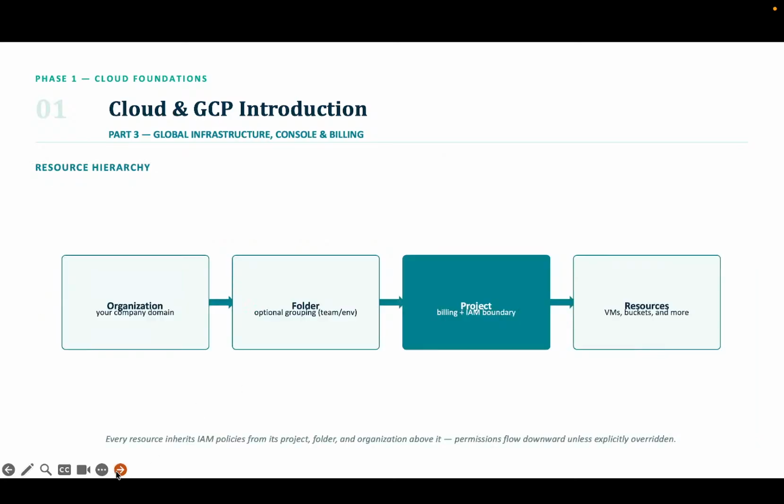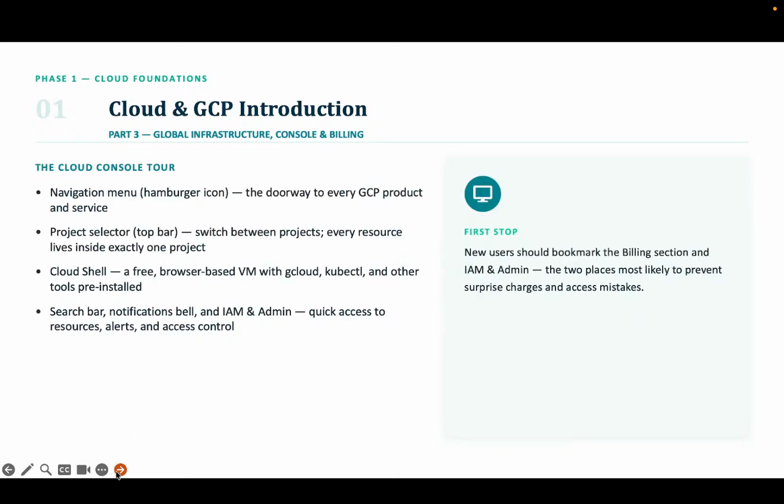Next, we talked about this introduction, and these are very basic information. So, the project selector. There is a navigation bar, which is also called the hamburger icon. If somebody says hamburger icon, that means the three lines. I'll talk about this when I show you the console. That's the hamburger menu, whatever you see on the left-hand side with the lines. That's where you'll see all the GCP services.